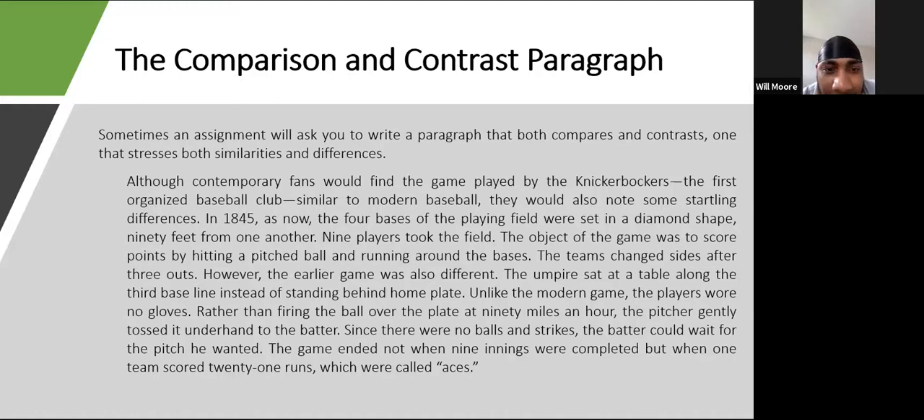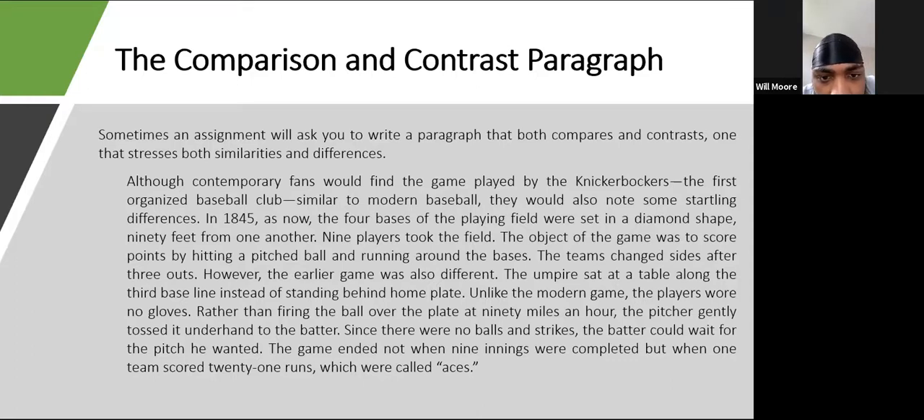Thank you. Although contemporary fans would find the game played by the Knickerbockers, the first organized baseball club, similar to modern baseball, they would also note some startling differences. In 1845, as now, the 4 bases of the playing field were set in a diamond shape, 90 feet from one another. 9 players took the field. The object of the game was to score points by hitting a pitched ball and running around the bases. The teams changed sides after 3 outs.